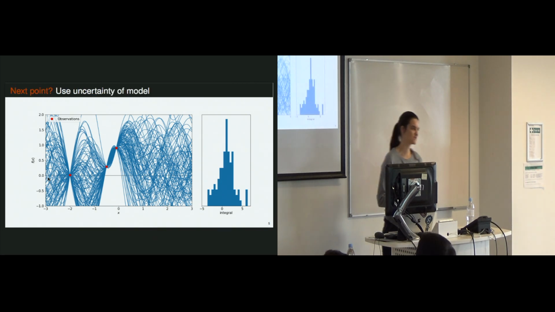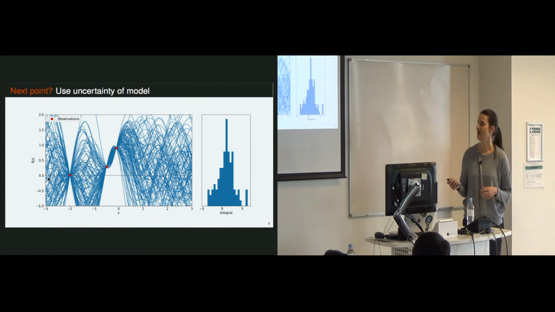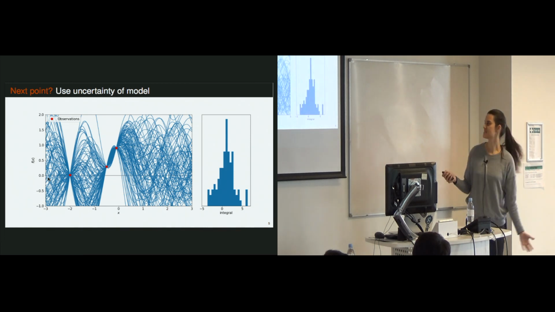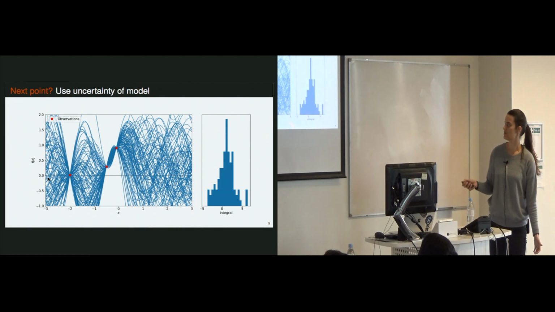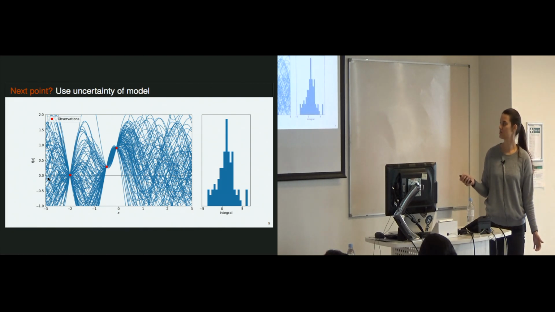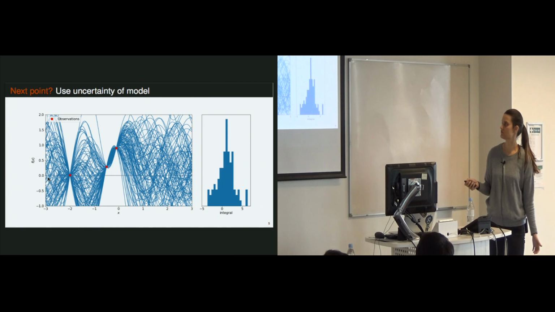So now I can ask you, what do you think is the next point we should evaluate? And some of you might say, oh, maybe here. Some other people might say maybe here in the middle, because we don't know very much about the function. Some would say maybe to the very right side, because it's the most far away from anything we have seen so far. But mostly people will somehow use the uncertainty of this model.